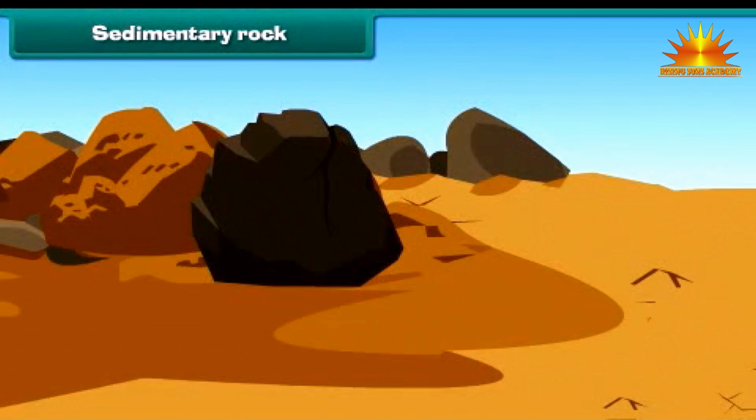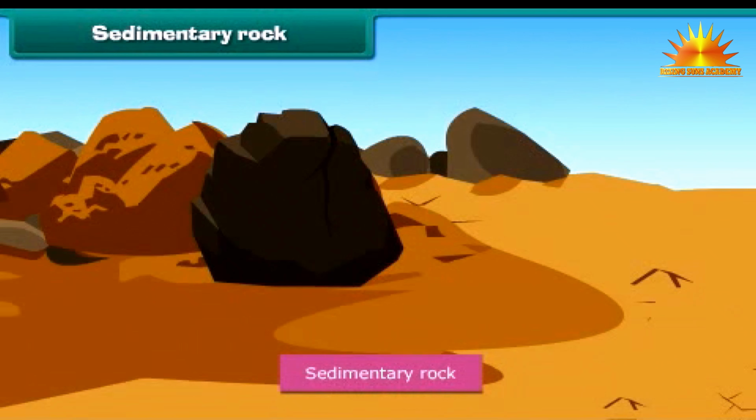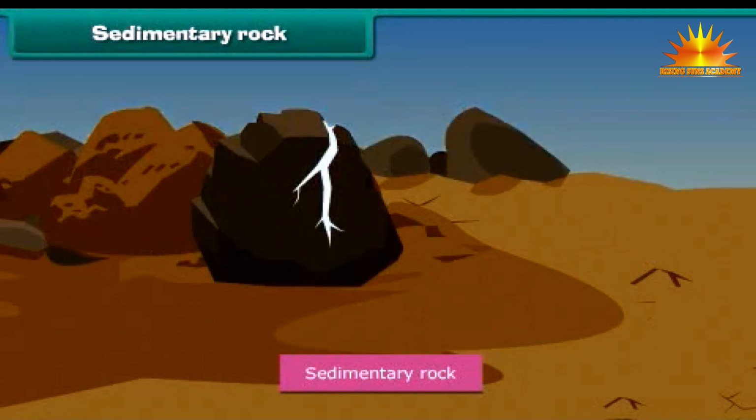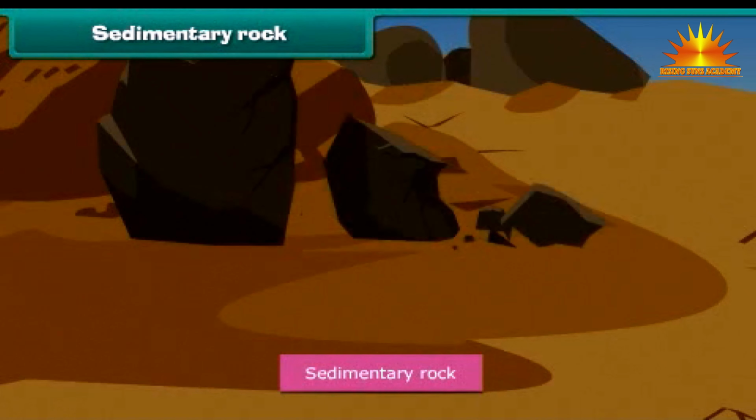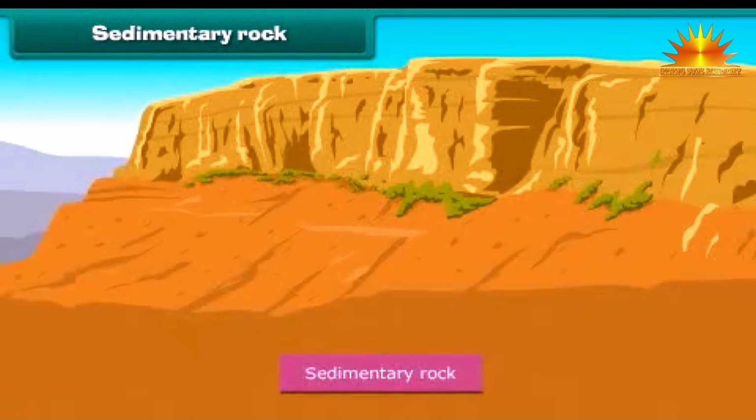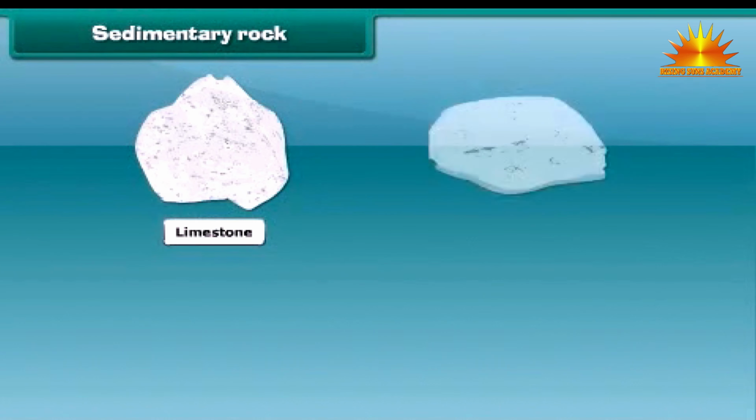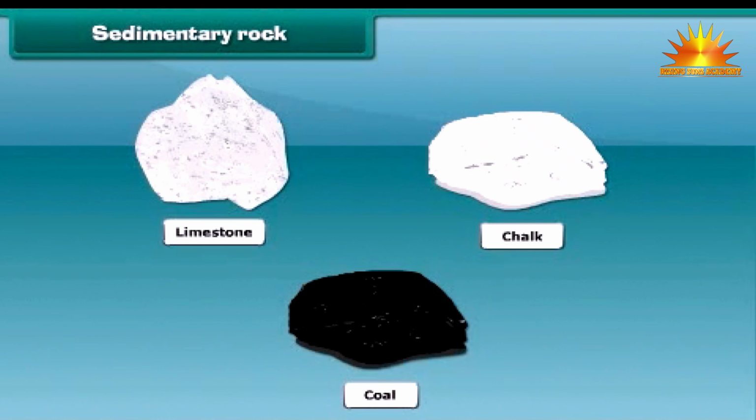Now let's discuss sedimentary rock. Water and air break igneous rocks into smaller rocks, and consequently soil is formed. These pieces settle into layers. Then these layers get compressed and hardened, and finally become sedimentary rock. Sedimentary rock is usually soft to touch. Limestone, chalk, and coal are examples of this kind of rock.